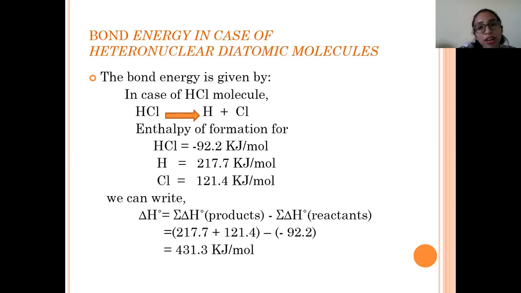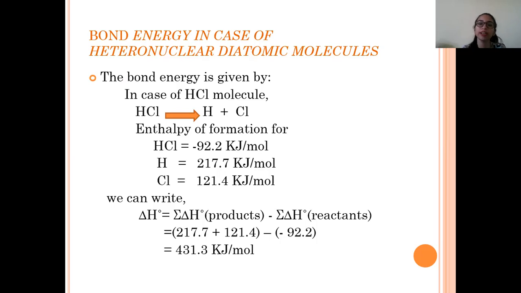Okay, next is bond energy in the case of heteronuclear diatomic molecules. Now what do I mean by heteronuclear? Hetero means different, nuclear means the nuclei are different. Examples are HCl, carbon dioxide, and water. Fine. Here, firstly, in the case of HCl, hydrochloric acid, when it is broken down, it produces hydrogen plus chlorine. The enthalpy of formation for HCl is minus 92.2 kilojoule per mole.